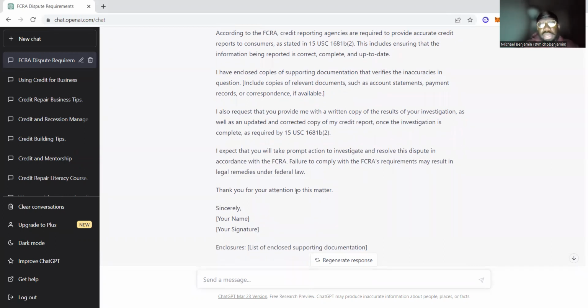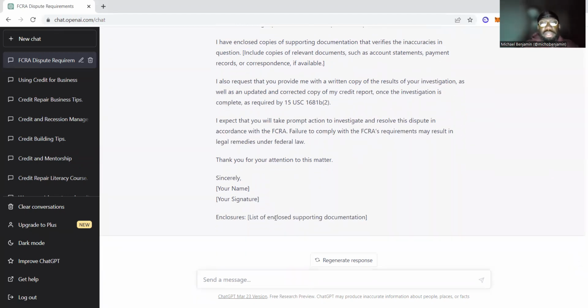Thank you for your attention to this matter. Sincerely, your name, your signature. Enclosures: list of enclosed supporting documentation. And what I would add too, include a copy of your ID, billing statements, Social Security, stuff like that, just so they can't play with you when it comes to stalling tactics, saying that they can't identify you, that kind of thing.